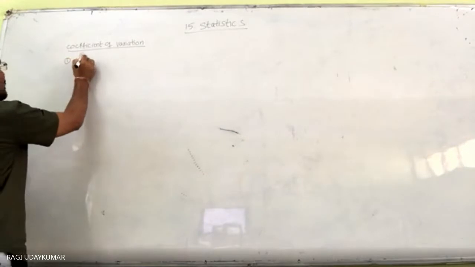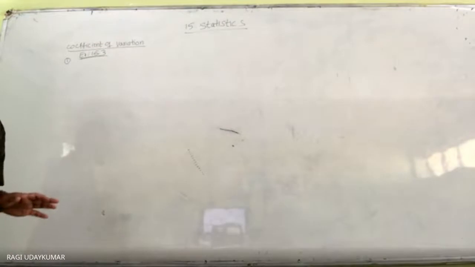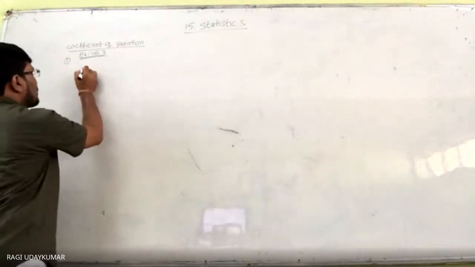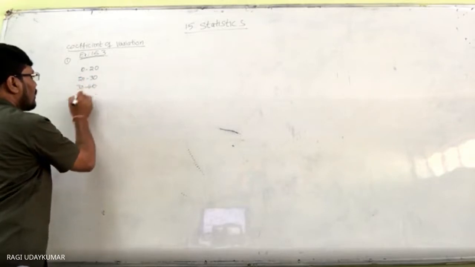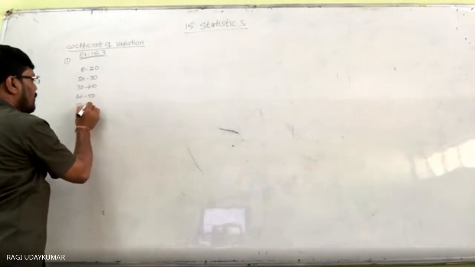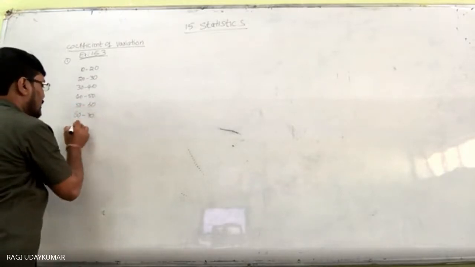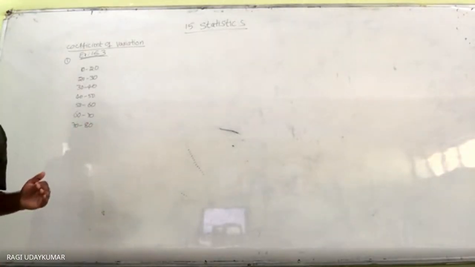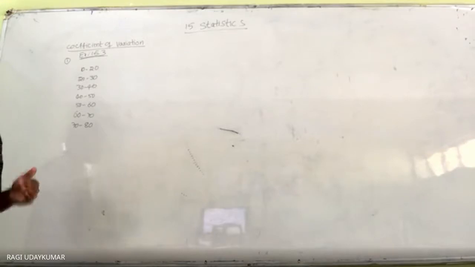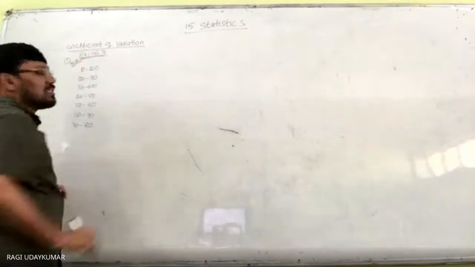I will explain what to do in this situation. Exercise 15.3, first problem. What is the data given to you here? Marks are given: 10 to 20, 20 to 30, 30 to 40, 40 to 50, 50 to 60, 60 to 70, and 70 to 80. Group A data is given as frequencies. We are discussing group A.